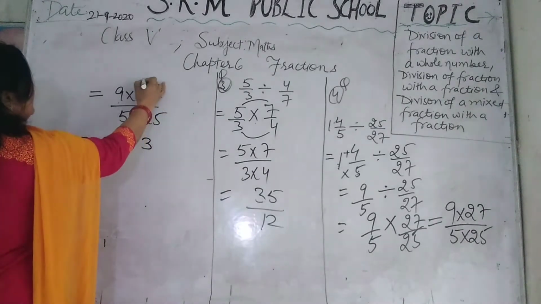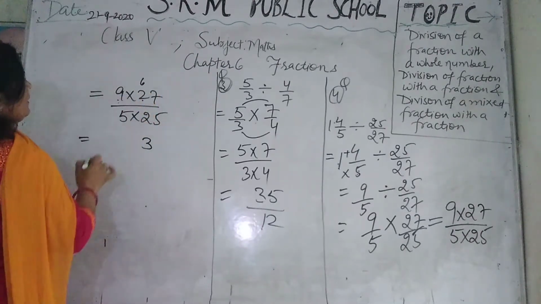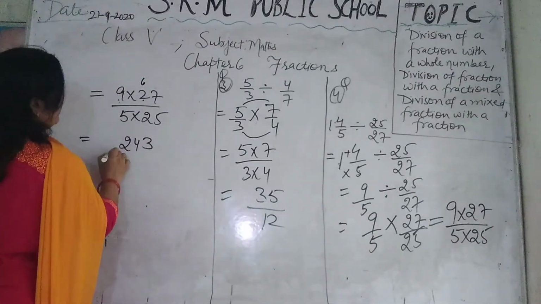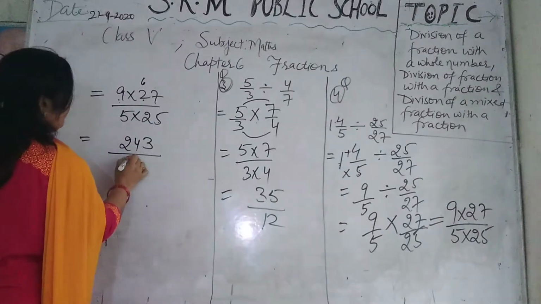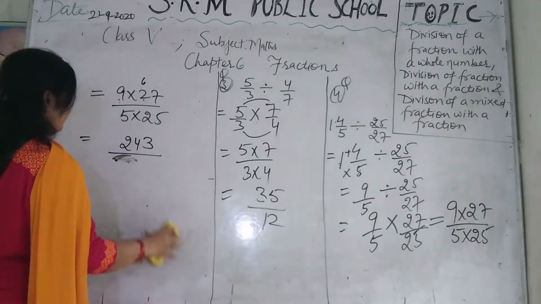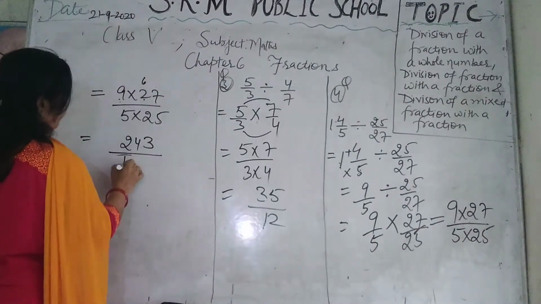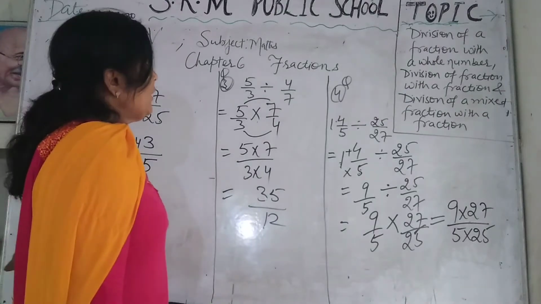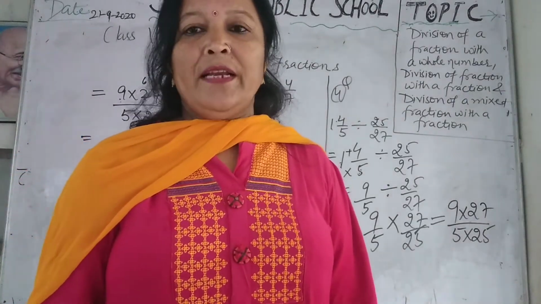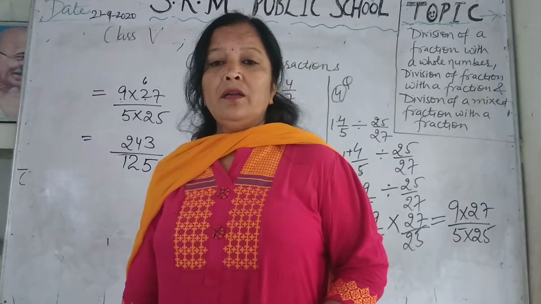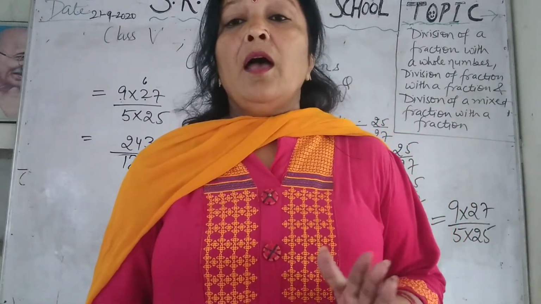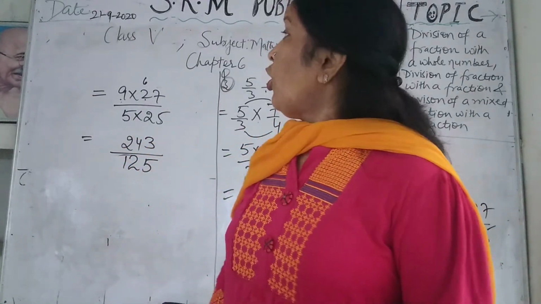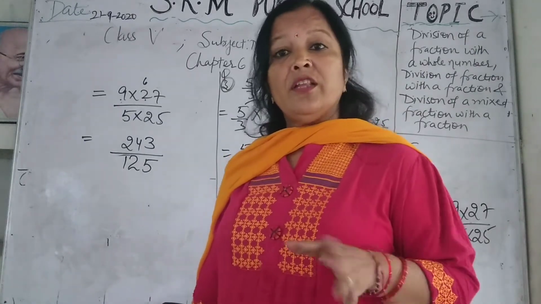9 7s are 63, 6 carry, 9 2s are 18, 18 plus 6, 24. Divided by 5 25s, 125. It is 125. Okay. In this way, you will divide a fraction with a whole number, a fraction with a fraction, and a mixed fraction with a fraction, or a mixed fraction with a mixed fraction.